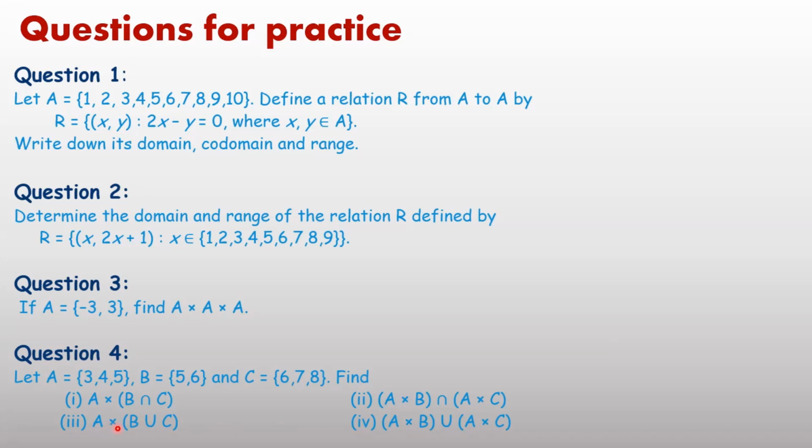Similarly, A cross (B union C), find out B union C. Then A cross (B union C) means the Cartesian product of A and B union C. Here again, you have to find A cross B and A cross C. Then you have to write the union of both A cross B and A cross C.